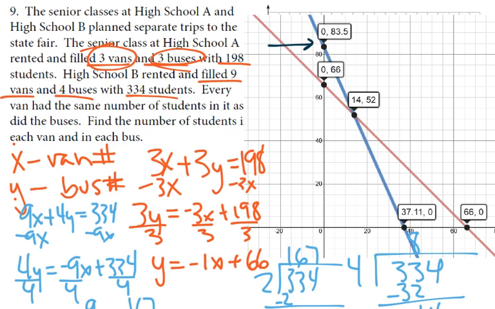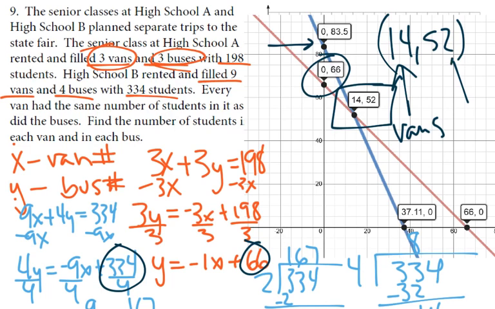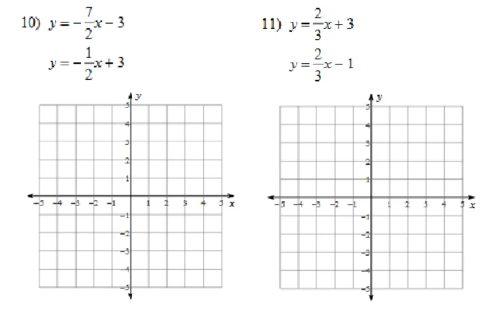We see that y-intercept right here would be 83.5, whereas our other y-intercept here was 66. And then as we're going down, where do they meet? They meet at 14, 52. So in the vans, that was our x, they fit 14 people. In the buses, they fit 52. Alrighty. Now with these ones, we don't have to deal with creating the equations.